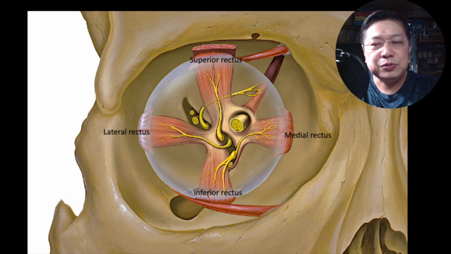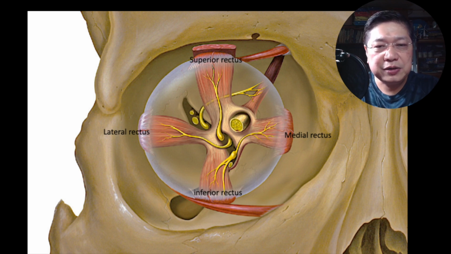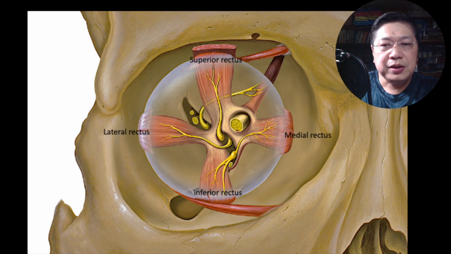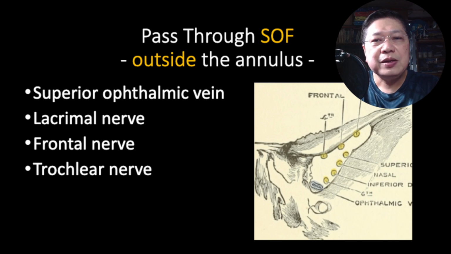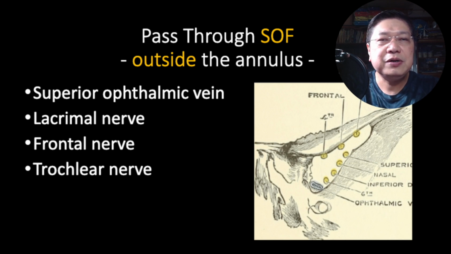So you notice that the annulus of Zinn is in the middle, and then some nerves and blood vessels are coming out. Now, it's important for you to understand which blood vessels came out and which are outside of the annulus. So outside of the annulus, you have the superior ophthalmic vein, the lacrimal nerve, the frontal nerve, and the trochlear nerve.